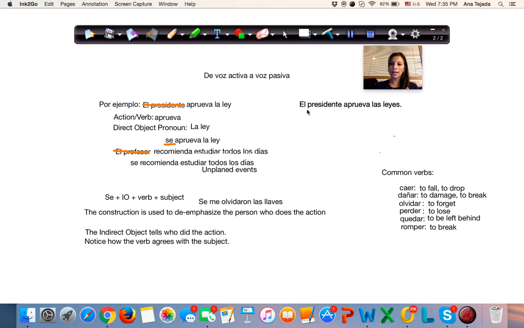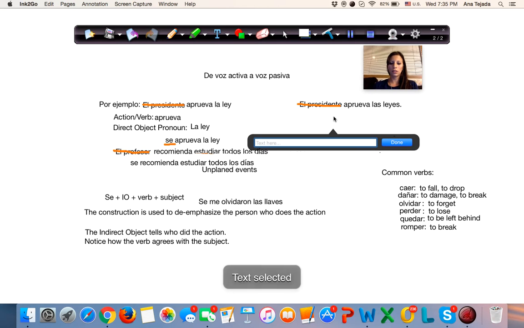So we're going to make it a construction with se. That means we're going to make it general, non-specific to anyone. So we get rid of our agent. We switch it by se. Then look at the verb. There, it's singular, because in an active voice, your verb agrees with your agent. In a passive voice, your verb agrees with your subject, which is your direct object, which becomes the subject.